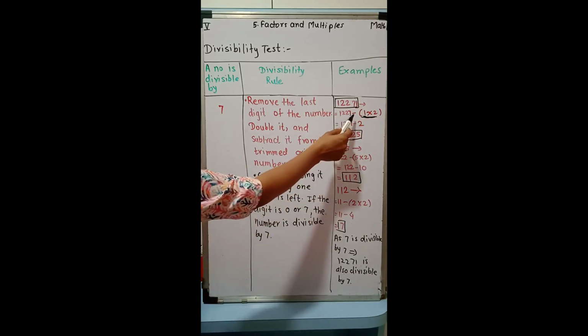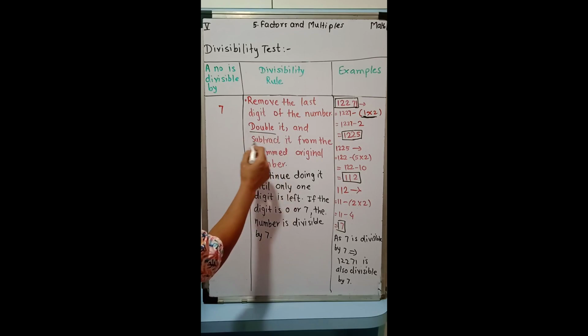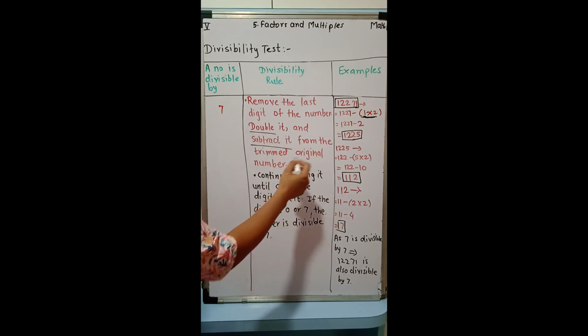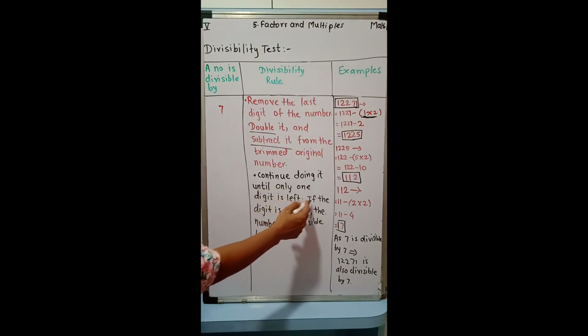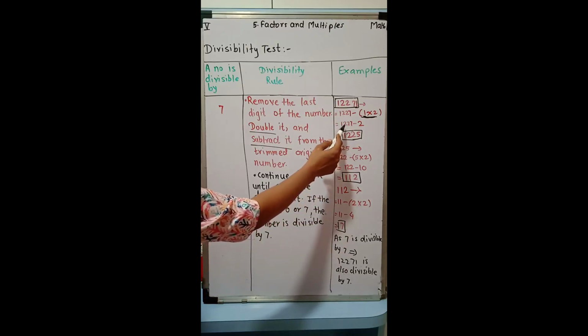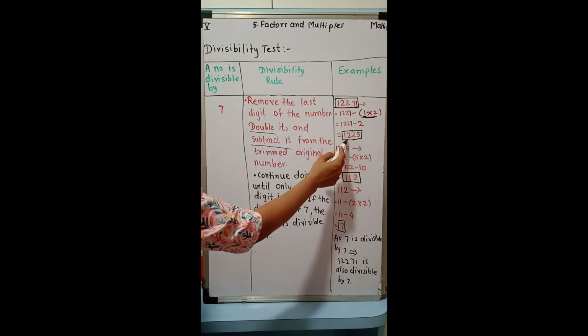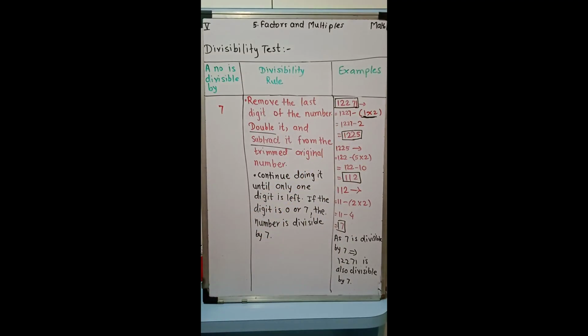So 1227 minus 1 into 2. Double it and subtract it from the trimmed original number. The second step is to continue doing this until only one digit is left. If the digit is 0 or 7, the number is divisible by 7. So what do we get here? 1227 minus 2 equals 1225. We need to repeat the procedure till we get a one digit number.